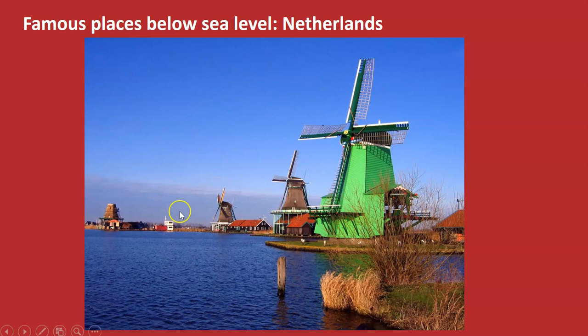So a lot of the Netherlands is actually below sea level, and then the windmills pump the water to the sea or to other holding places, to keep it off of the land that they are able to now use because of the windmills.